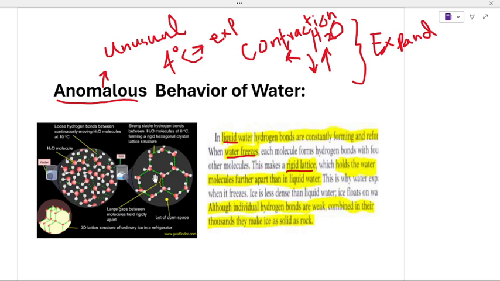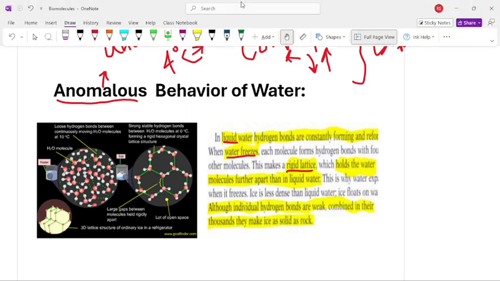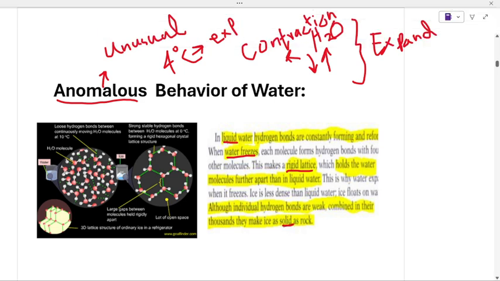Although we know that hydrogen bonds are not that strong, right? Hydrogen bonds are weak bonds, as we can see over here in this line. Although individual hydrogen bonds are weak, their combined effect forms a particular crystal lattice, or a solid-like structure, and that is actually ice. So this is all about the anomalous behavior of water.